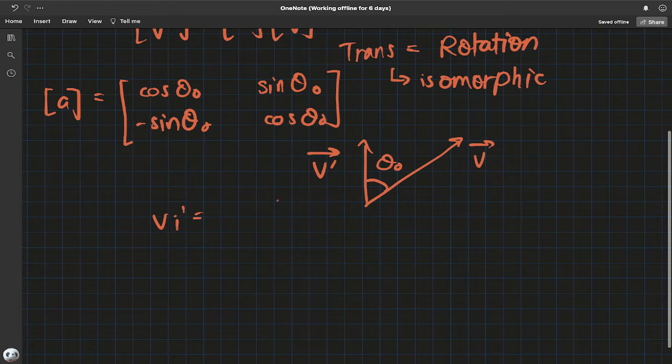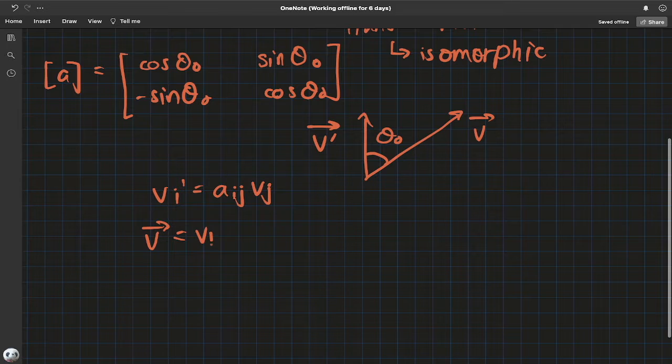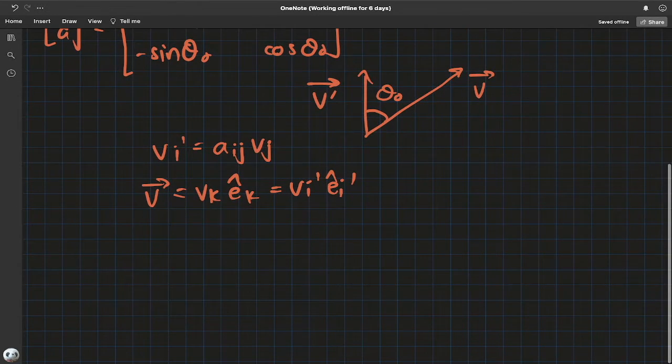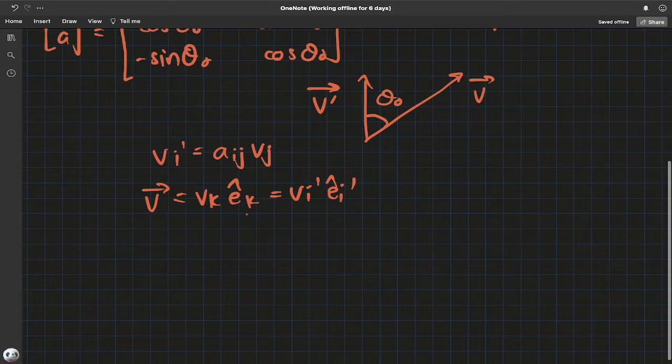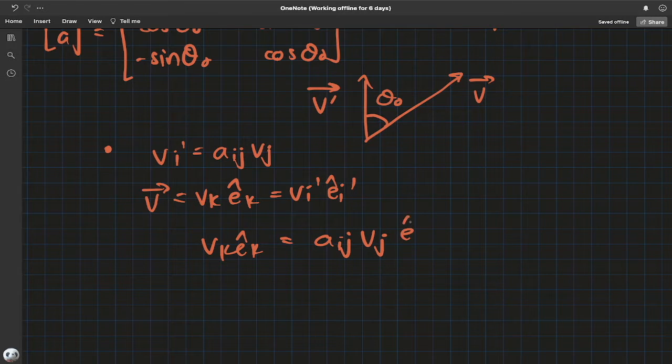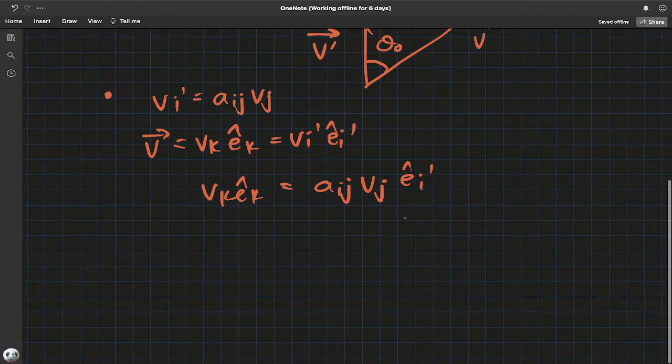So we have v_i prime is equal to a_ij v_j. I want to represent this by a matrix because we can represent linear transformations by matrices. This is subscript summation for matrix multiplication. The vector v is v_k e_k hat, which is equal to v_i prime e_i prime hat, again using the same idea of the vector being invariant. v_k e_k hat equals a_ij v_j. I can use this relation now, e_i prime hat.